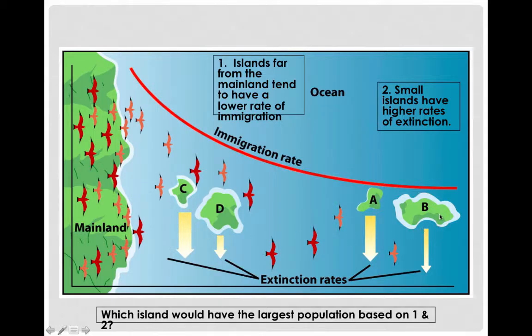Okay, so when you look at this, which island would have the largest population based on these two things here, number 1 and number 2? The answer is D. It is the large island that is close to the mainland. Which one would have the lowest biodiversity? It would be A.